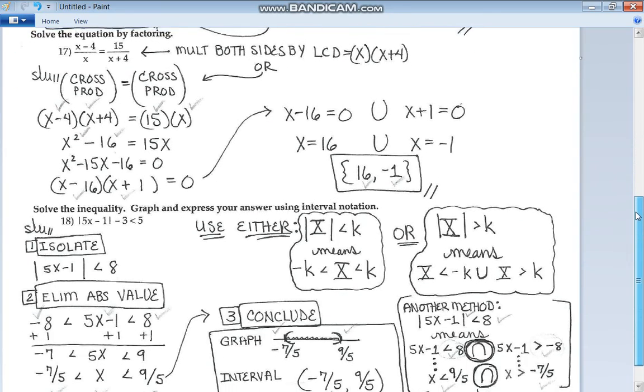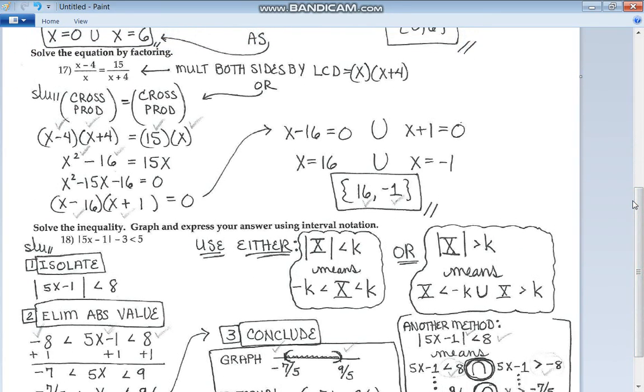Question number 17, solve the equation by factoring. Okay, we have a rational equation, right? Fractions are involved with variables in the bottom. X minus 4 over x equals 15 over x plus 4. Now, you could multiply both sides by the LCD, x parenthesis x plus 4, but that's the same thing as if you did a cross multiplication equals a cross multiplication. So whatever you want to call it, we get the same result.